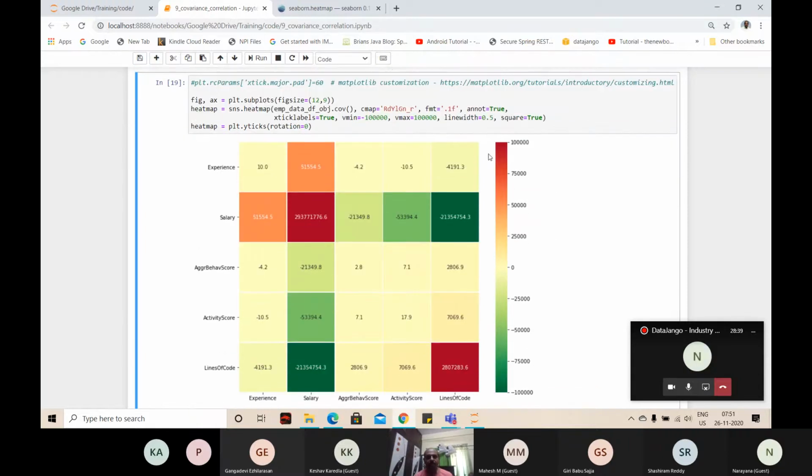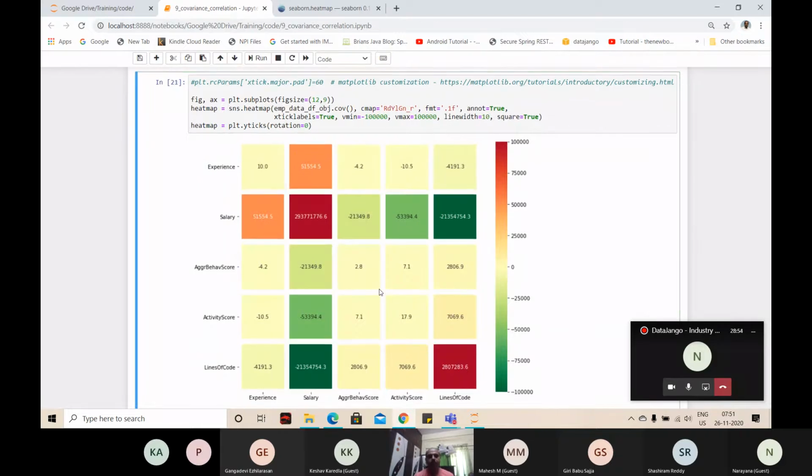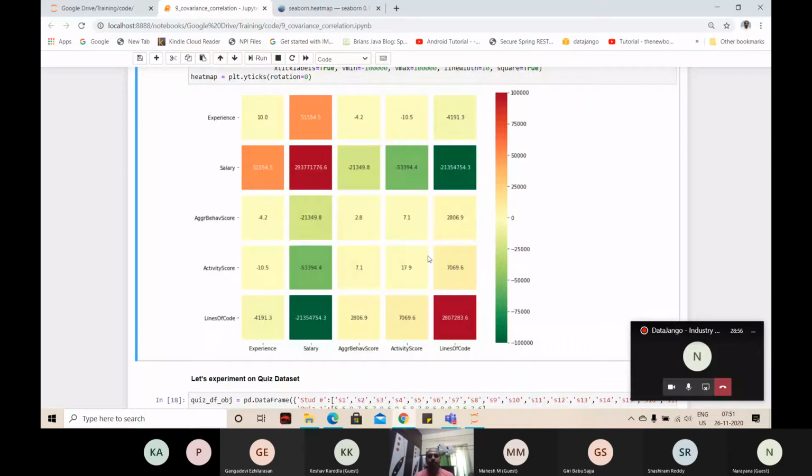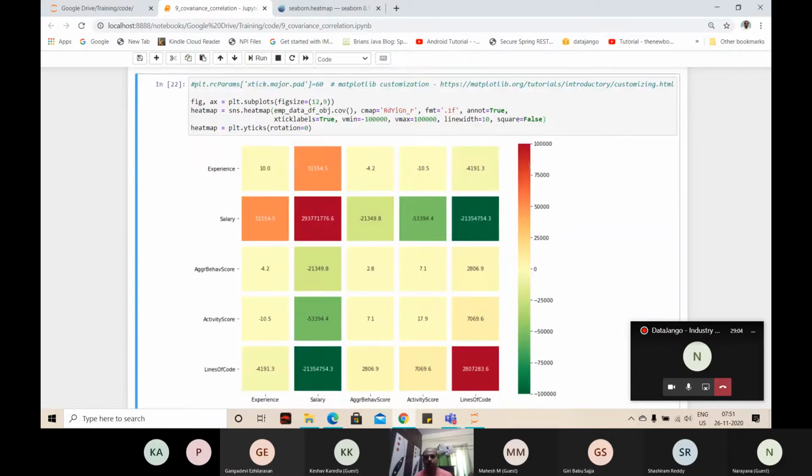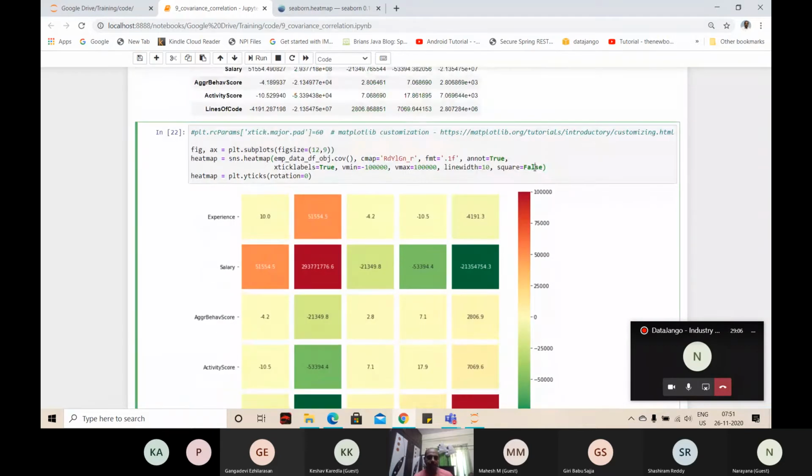So linewidth 0.5: I think that is the gap between each cell and the other. See that? It increased. If I put 10 there, and square true: you wanted to have it as a square or a rectangle, so you can make them as neat as possible.